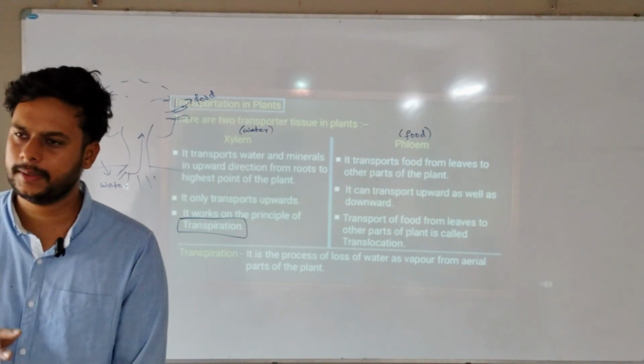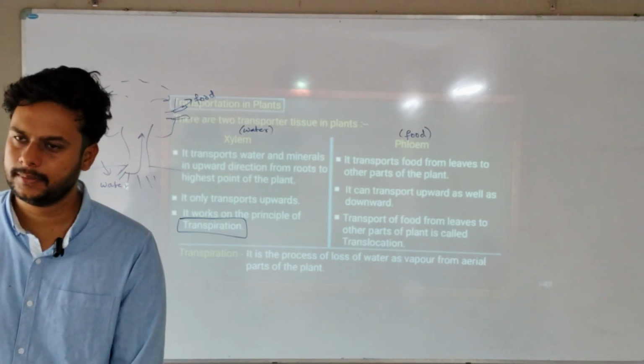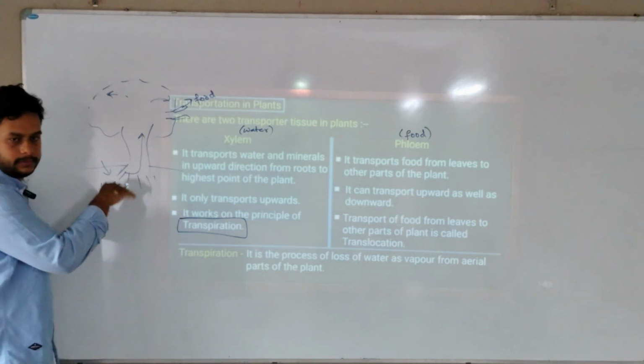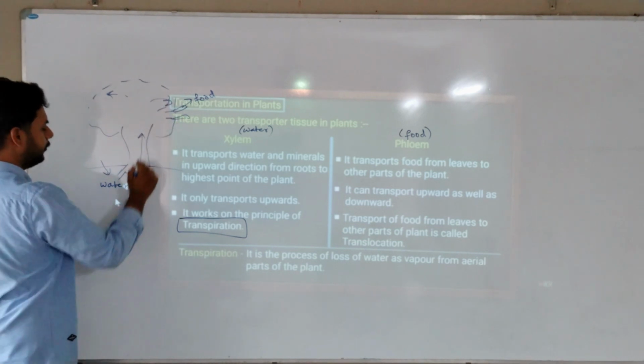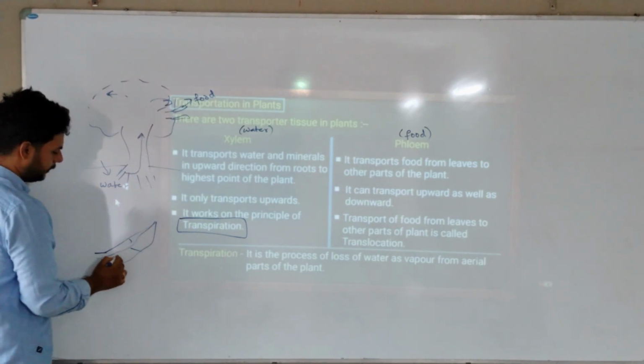Similarly for that plant or the tree, if it stands, it should stand throughout the day. Okay, so whatever water it has taken from the roots, whatever water it has drained, it has come to the leaf now. So from the leaf, transpiration will happen.